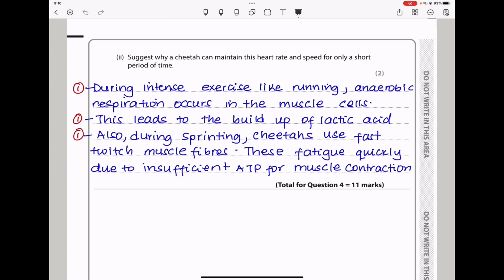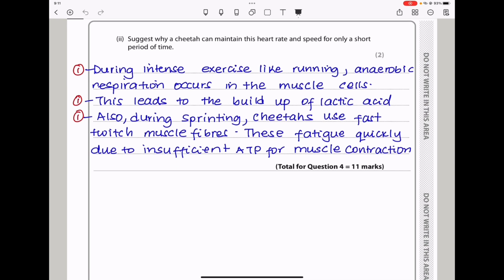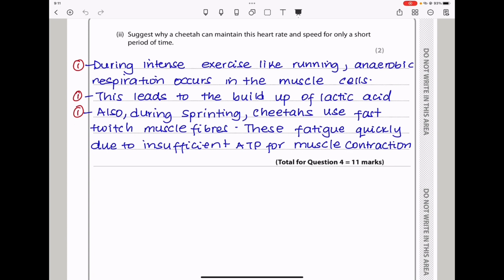So I said, during intense exercise like running, anaerobic respiration occurs in the muscle cells, and this leads to the buildup of lactic acid. Also, during sprinting, cheetahs use fast-twitch muscle fibers, and these fatigue quickly due to insufficient ATP for muscle contraction. So this brings us to the end of question 4. Let's continue to question 5.